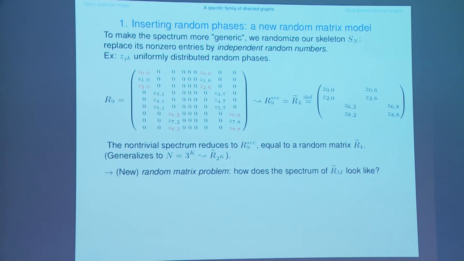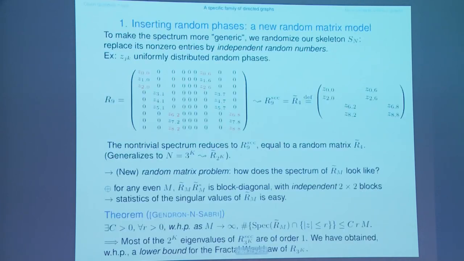So you impose the structure of the adjacency matrix, or the structure of the graph, and you just put random phases on the edges, on the links. Okay. So what can you say about it? Not much up to now. There is still a sort of nice feature.